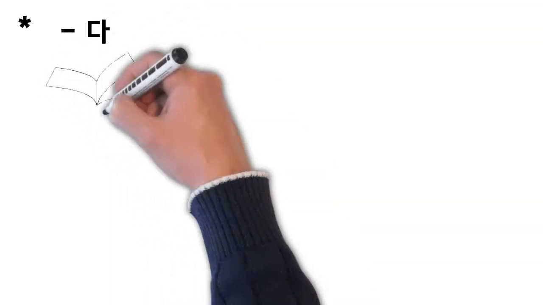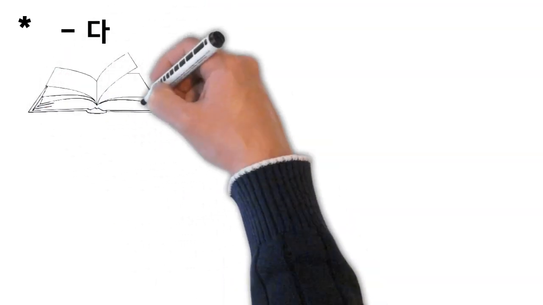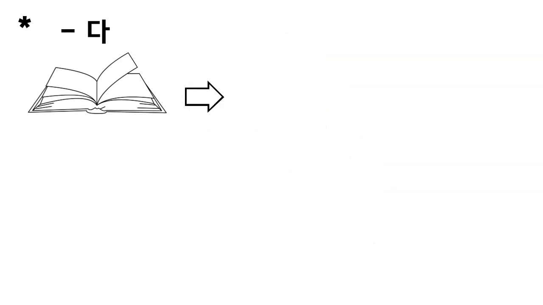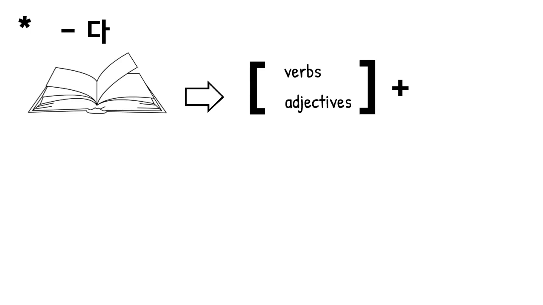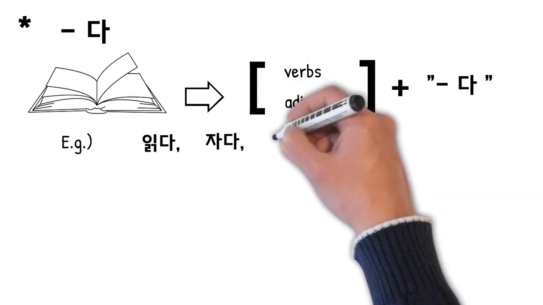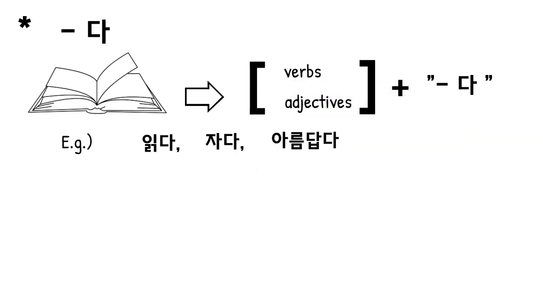When you look for the meaning of certain verbs or adjectives in your dictionary, you are most likely to encounter verbs and adjectives with 다. For example, 읽다, to read, 자다, to sleep, 아름답다, to be beautiful. Remember that stems do not stand by themselves. For a dictionary entry purpose, Korean verbs and adjectives take a special dictionary form ending, 다.